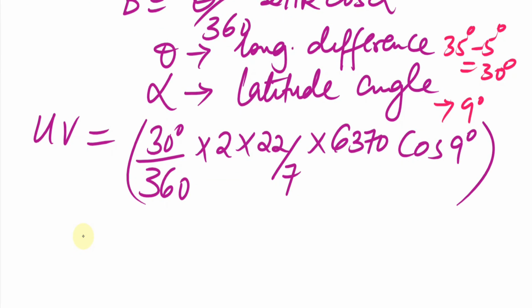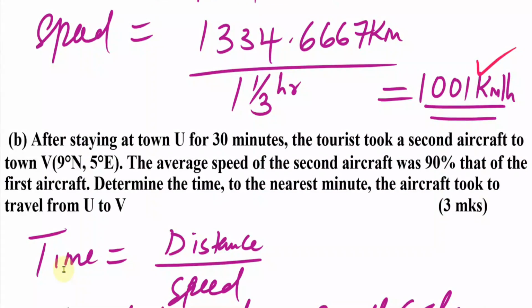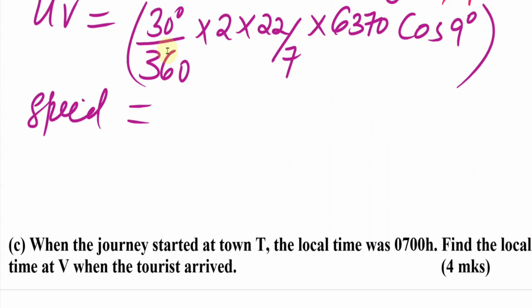Then to get the speed, let's go to the speed. We are given from this statement that the speed of the second aircraft was 90% that of the first aircraft. So the speed will be 90 over 100 times the first one.